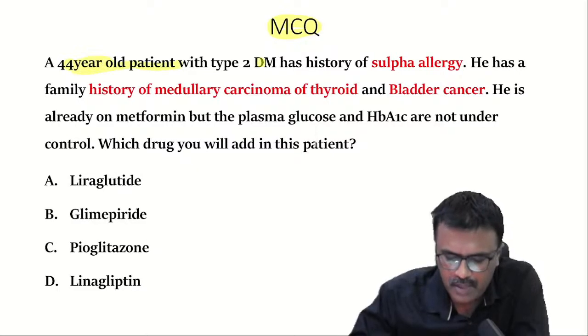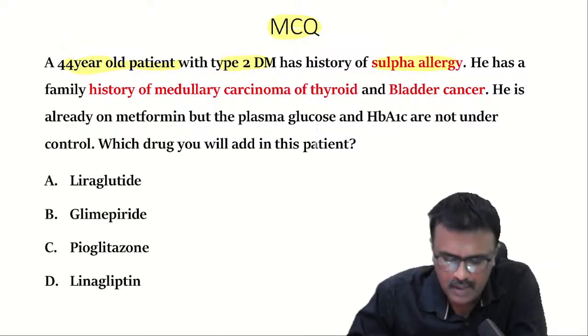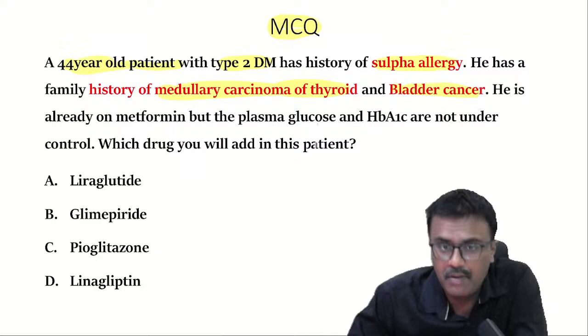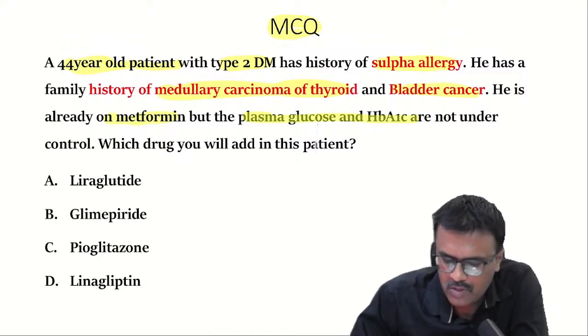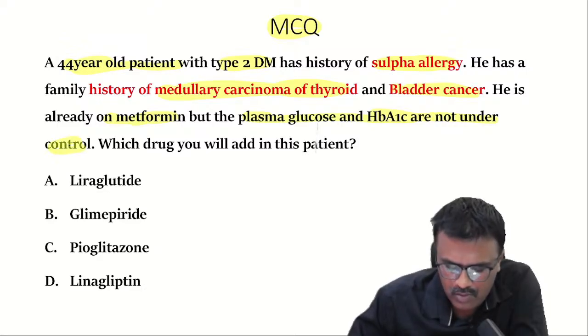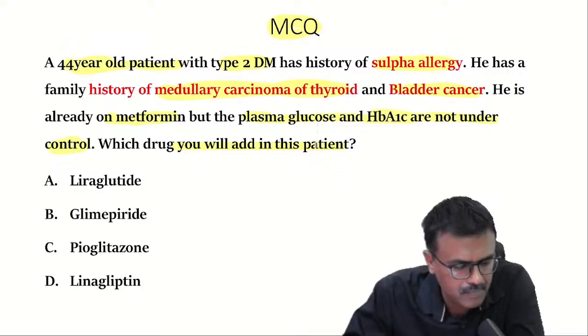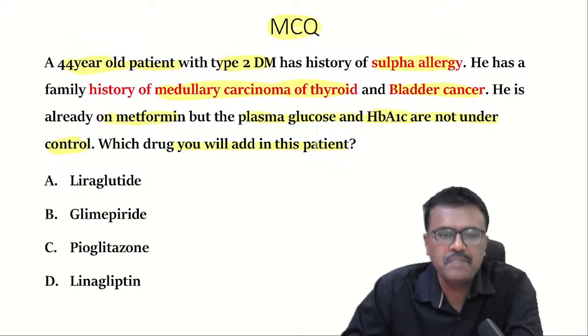A 44-year-old patient with type 2 diabetes, history of sulfa allergy. He has a history of medullary carcinoma of thyroid and bladder cancer in the family. He is already on metformin, but plasma glucose and HbA1c are not under control. Which drug will you add to this patient? Tricky question, but we'll understand plenty of concepts here.